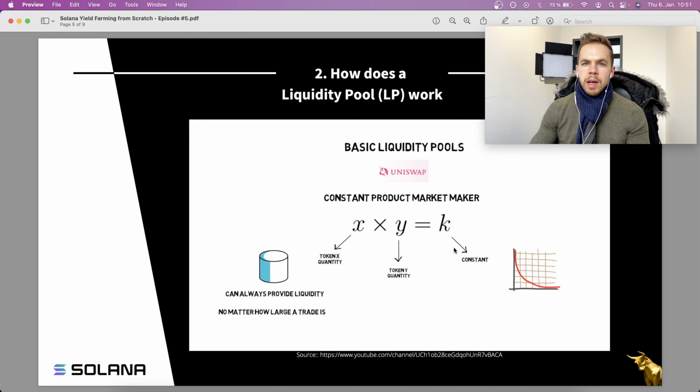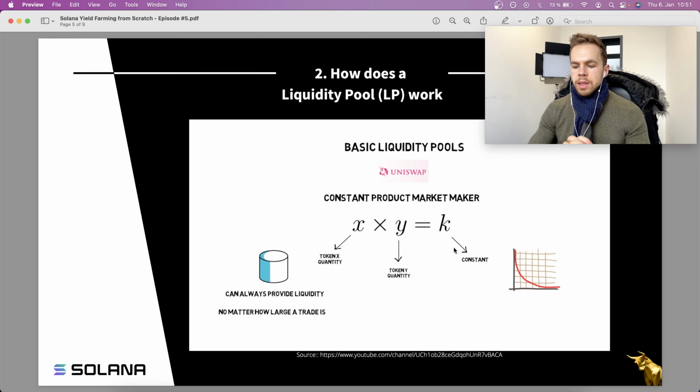So we will keep this quite brief. How does the liquidity pool work? Imagine there is a pool, and you put two tokens in there. There are multiple different ways for liquidity pools, but we will stick to the most basic one. Imagine two tokens, and you have to provide both 50-50.